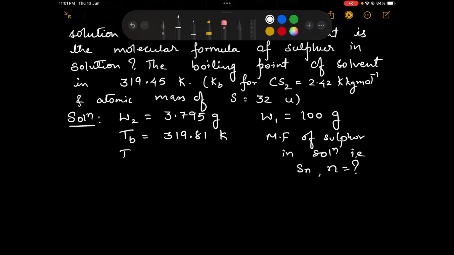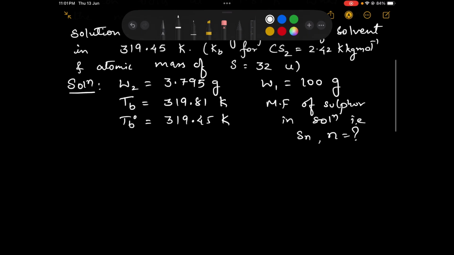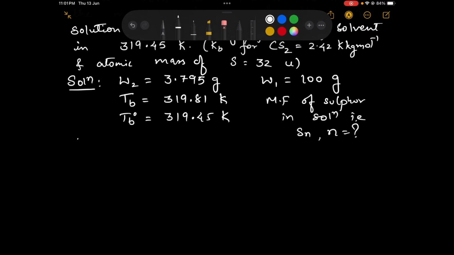Boiling point of the solvent is given, that is carbon disulphide. Boiling point is 319.45 Kelvin. Kb is also provided in the question as well as is the atomic mass. So let's begin with the formula.